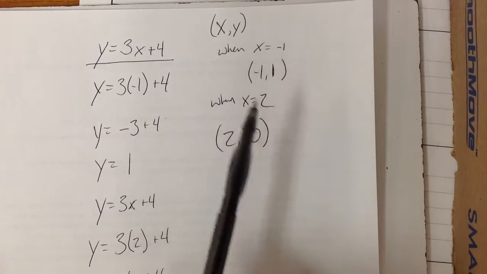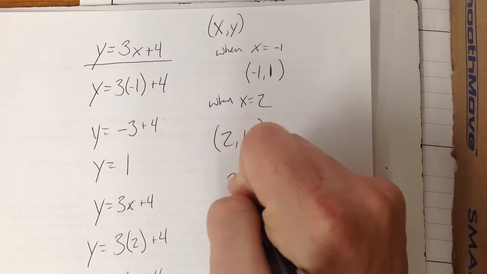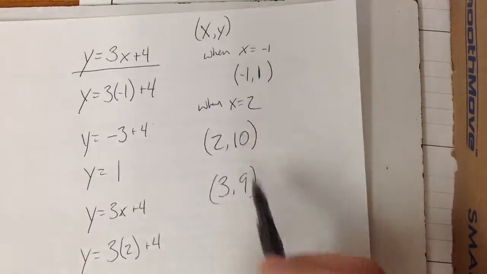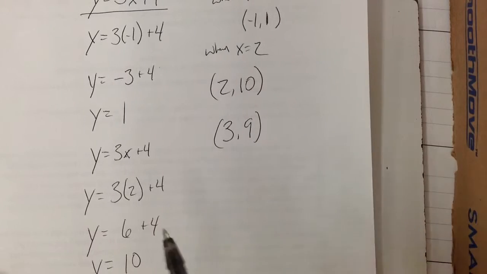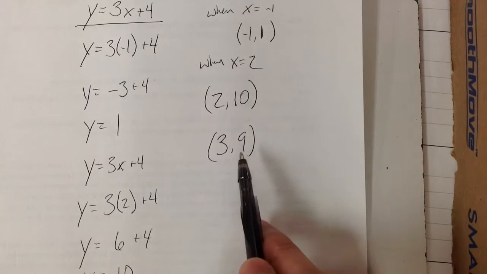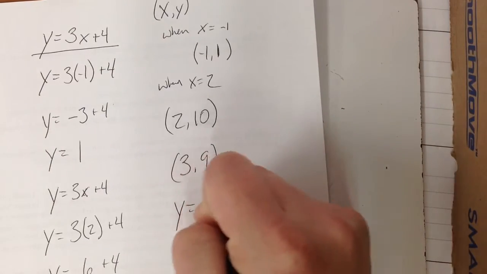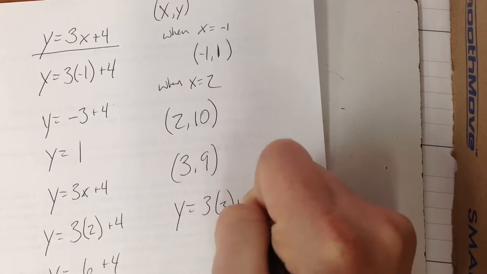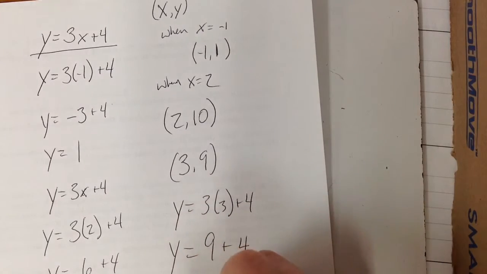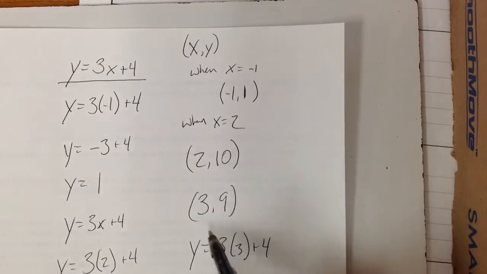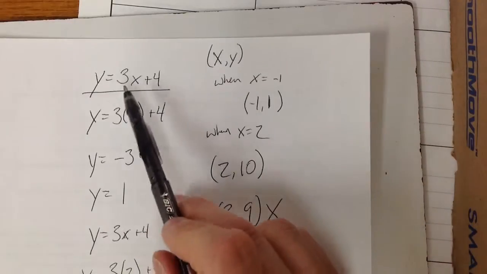If it doesn't make it true, like if they said, is (3, 9) a solution for this equation, the way I'd go about solving that is I would plug in my x value. When I plug in my x value, 9 has to be the y value, or it has to equal 9. If it's not, then this is not a solution. So y equals 3 times 3 plus 4. And I know that's 9 plus 4, which is equal to 13. So when I plug 3 in, I get a 13. Therefore, this would not be a solution for this equation.